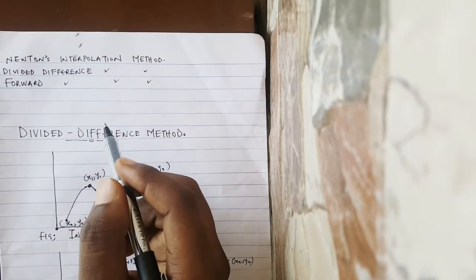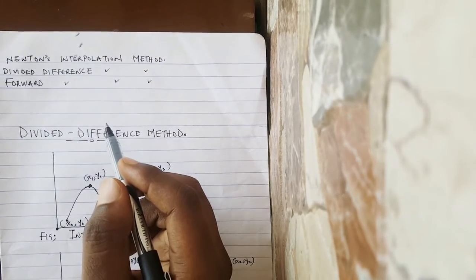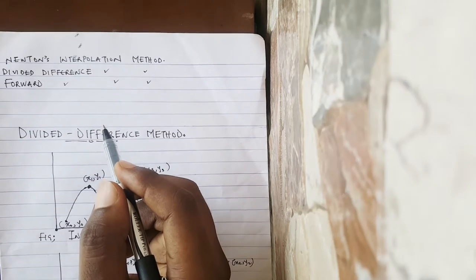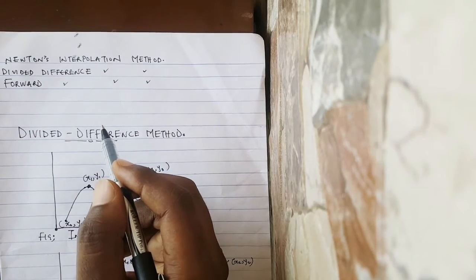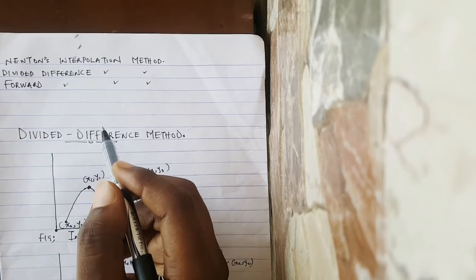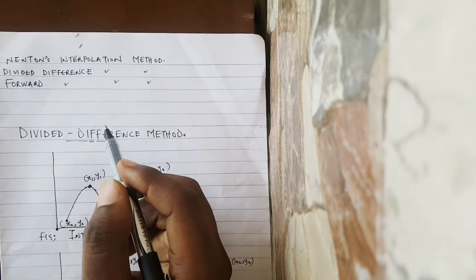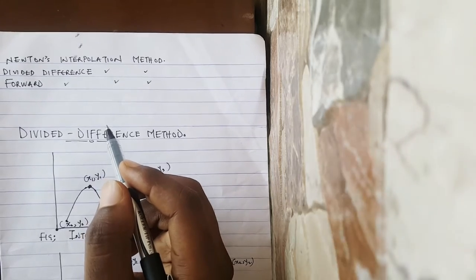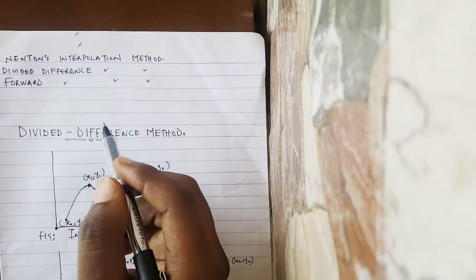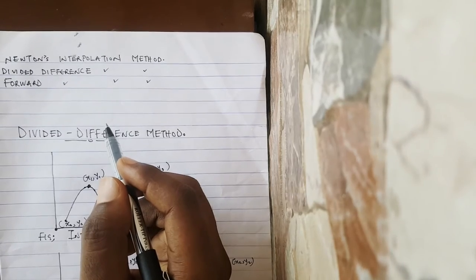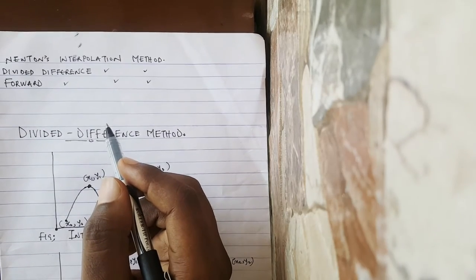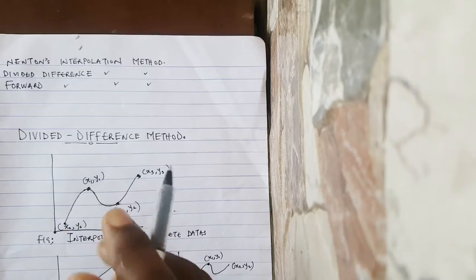Now, for you to know when to use either of these two, if you're given a question, you check the value of your x. If the difference is uniformly distributed, or if the spacing of your x is constant, you can use the forward difference method. But where the situation is not like that, you use the divided difference method. That's the easiest way to know when to use divided difference and forward difference method.